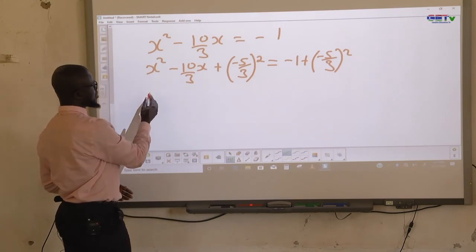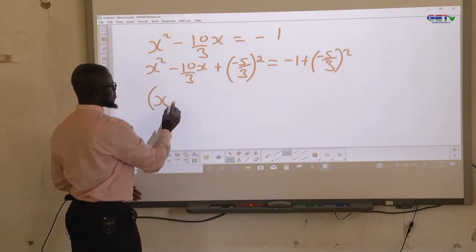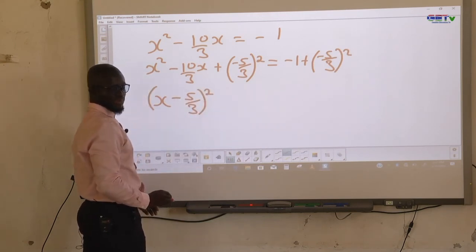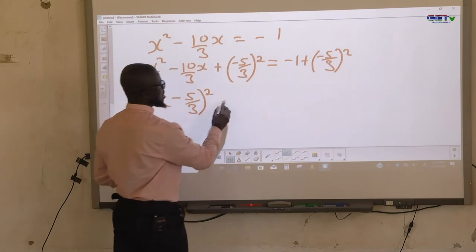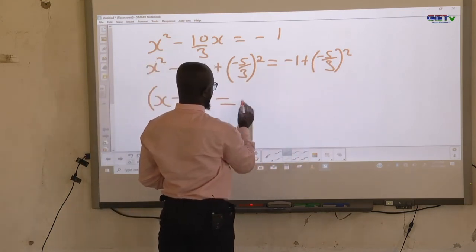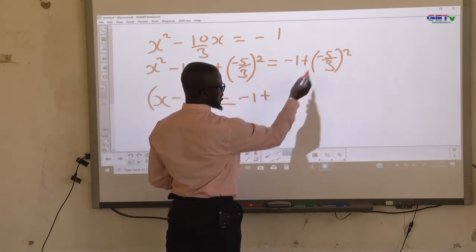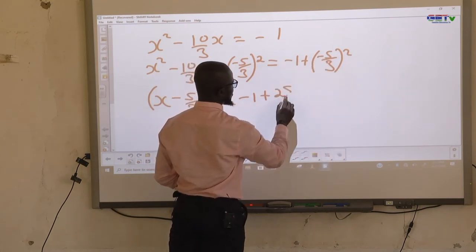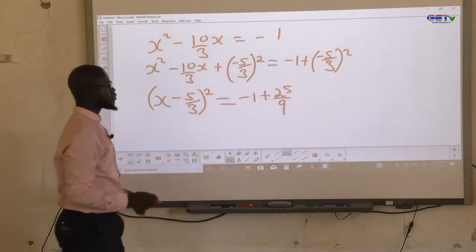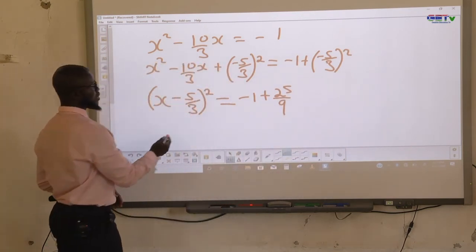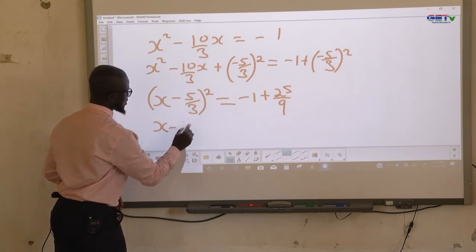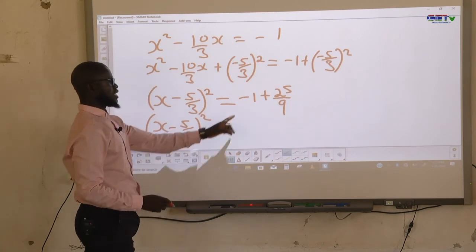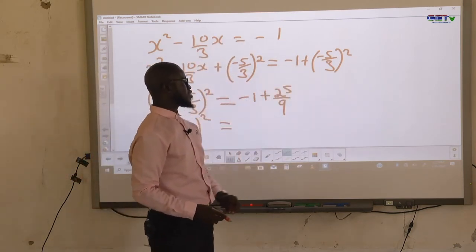So here the factors are going to be x minus 5 over 3 all squared. If you factorize properly, this is what you are going to get, equals to negative 1 plus negative 5 divide 3 all in bracket raised to the power 2 will give us 25 over 9. So that will give x minus 5 over 3 in bracket all squared equals to negative 1 plus 25 over 9.